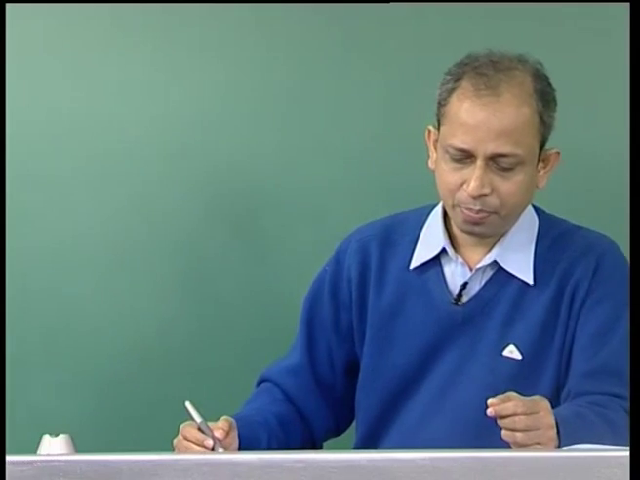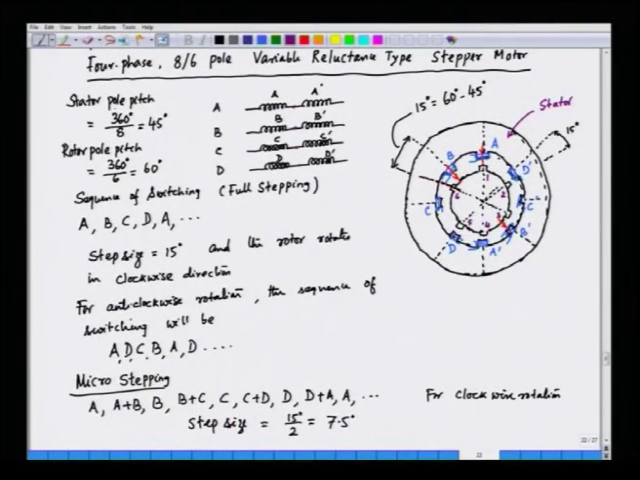The stator has got 8 poles, and hence the stator pole pitch we calculated as 360 by 8, that is 45 degrees. For the rotor pole pitch, we have got 6 poles in the rotor, and the rotor poles are 1, 2, 3, 4, 5 and 6. They are also salient poles, but the rotor does not have any winding, they are just salient poles. So, the rotor pole pitch is equal to 360 by 6, 60 degrees.